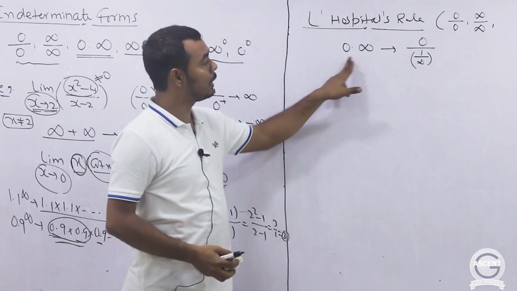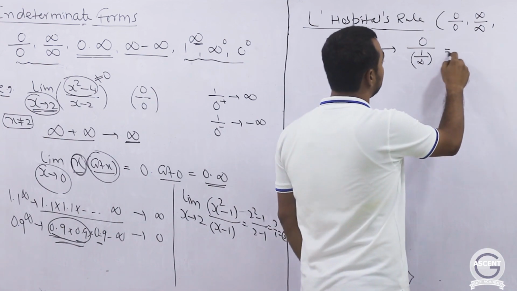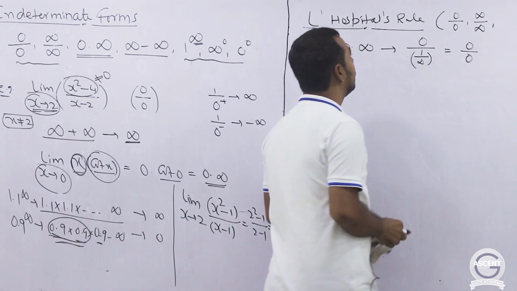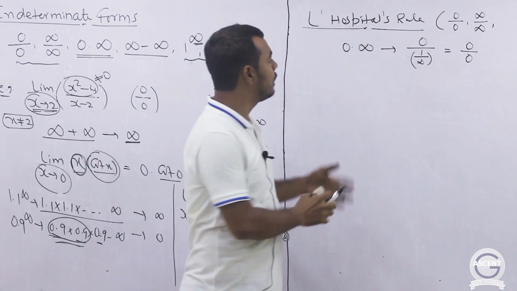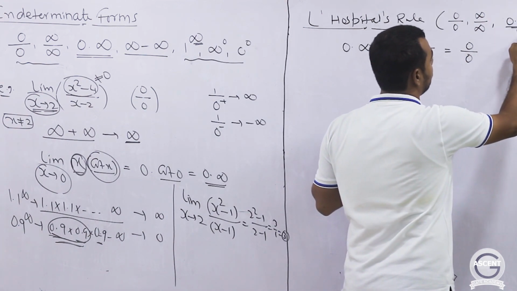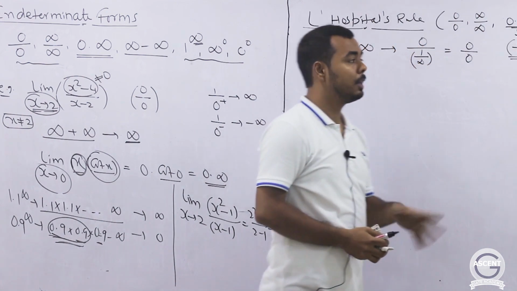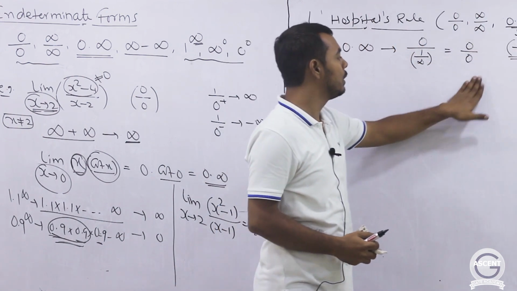You can write 0 into infinity as 0 by 1 by infinity, and this will become 0 by 0 indeterminate form. So remember that you can apply L'Hopital's rule in the 0 into infinity indeterminate form also, but first you have to convert this into the form of 0 by 0 indeterminate form. With the help of some examples, we'll see how to do that.